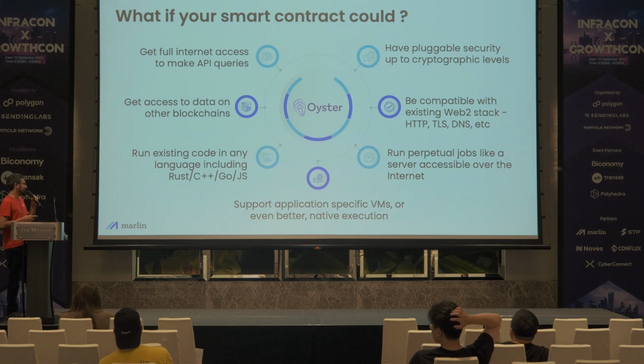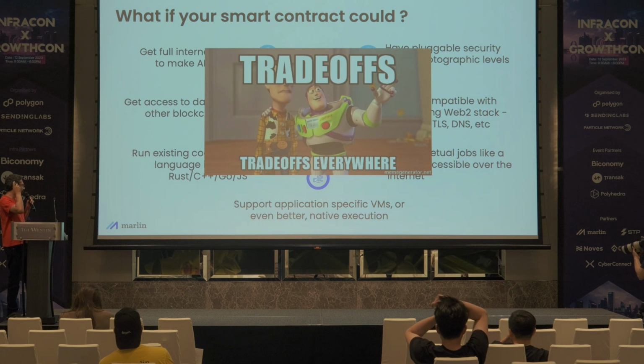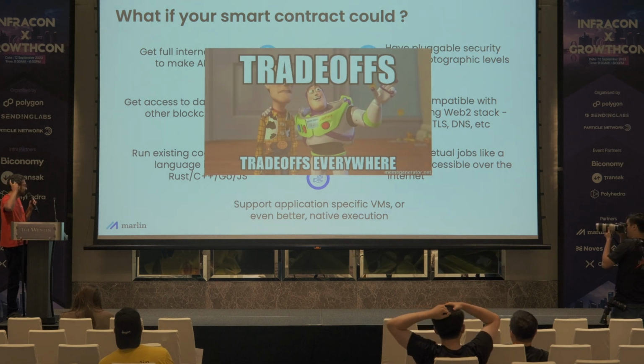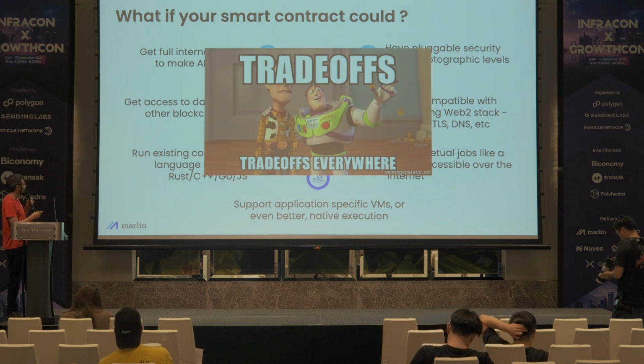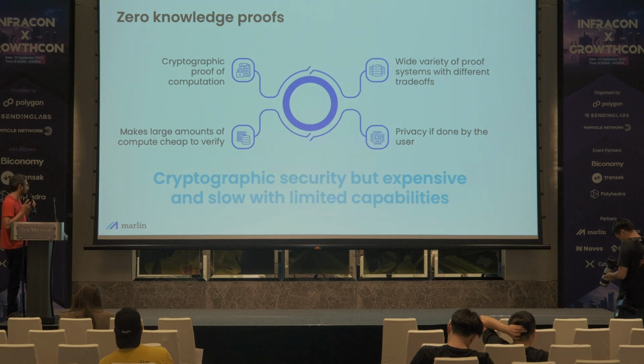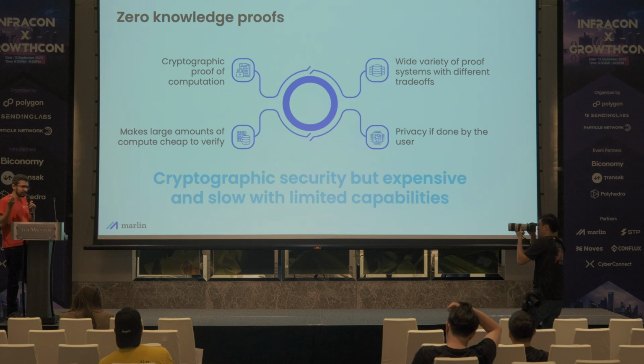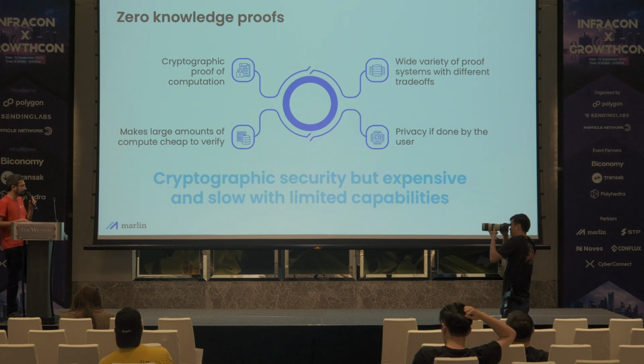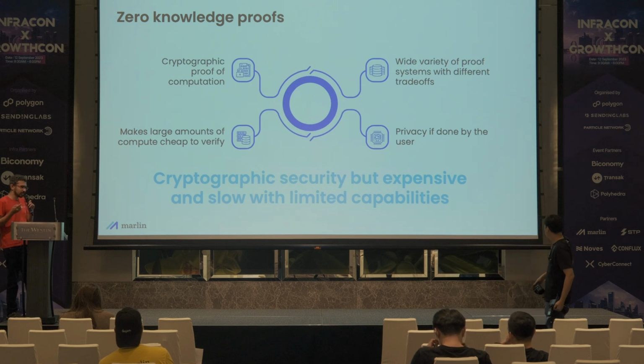So there's good news and bad news here. The good news is that our platform does provide all of this. The bad news is it doesn't provide all of it all the time. You have to pick and choose what you want for the application. And the most basic thing you would be picking and choosing is the security model that you want. One choice is of course ZK proofs. It provides cryptographic proof of computation. This means it supports a wide variety of proof systems and different trade-offs based on proof sizes, proving times, what's supported, and all this stuff.